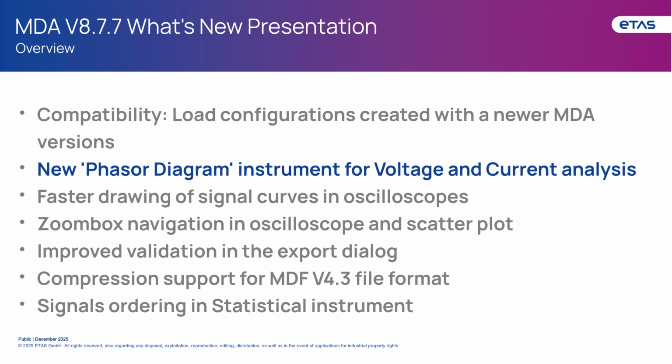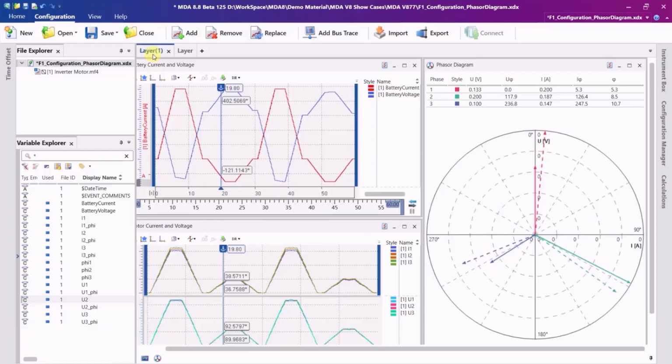In this section, I would like to introduce a new instrument called the Phasor Diagram, which is designed to visualize 3-phase signals from an electric motor. To demonstrate this, I have already created a Phasor diagram with signals in it and 2 oscilloscopes as well. Here in this Phasor diagram instrument, you can assign signals such as voltage, current, and phases to them. Currently, these signals must be assigned correctly, but future versions will have the possibility to automatically save and restore the assigned signal positions from the user settings.